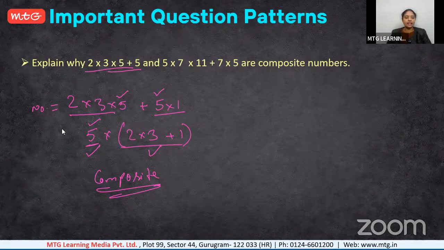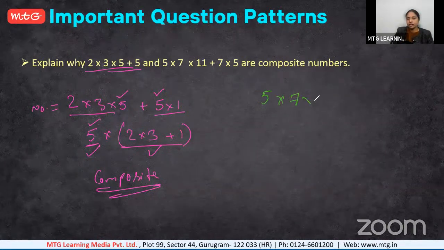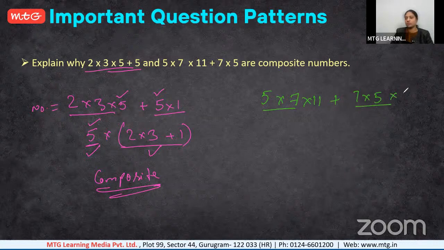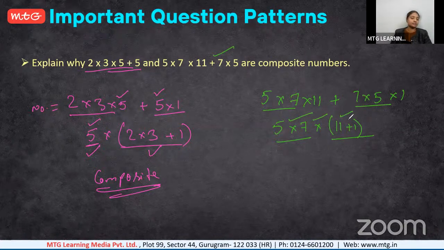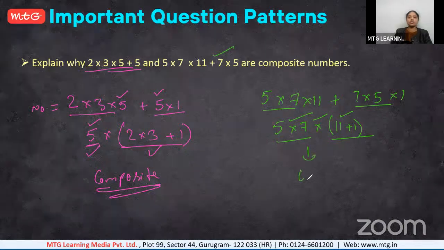Same way, let's see the other number which is given here. Here you can see 5 into 7 into 11 plus 7 into 5. Again, you can see 5 and 7 are common in both. So make this one extra for your understanding. Use the distributive property. You will get it as 5 into 7 into (11 plus 1). So you are again able to represent the second number also as a product of 3 different numbers. So definitely this also should be composite. No doubt in it.